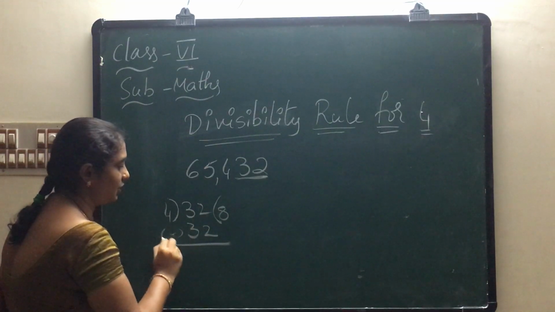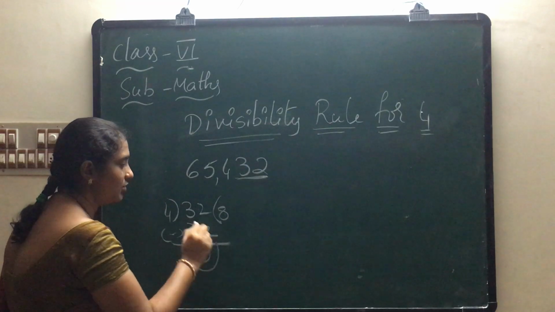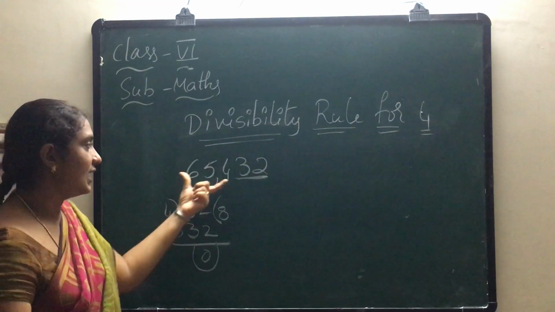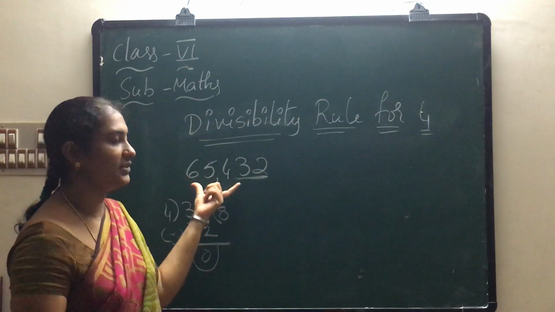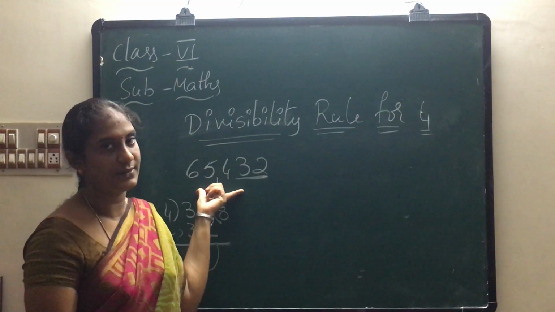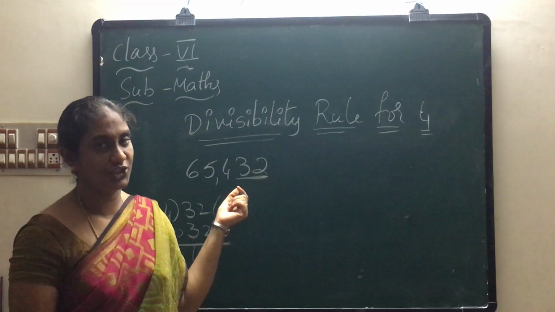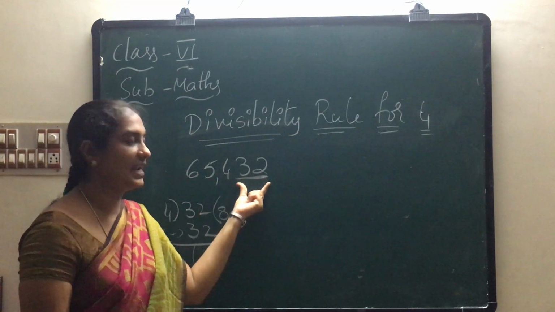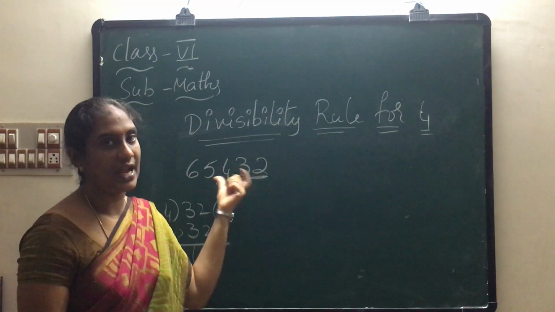32 minus 32, how much? 0. So is 32 divisible by 4? Yes. It means the total number 65,432 is also divisible by 4. Okay children, we should not divide the full number. We have to take only the last two digits and divide.